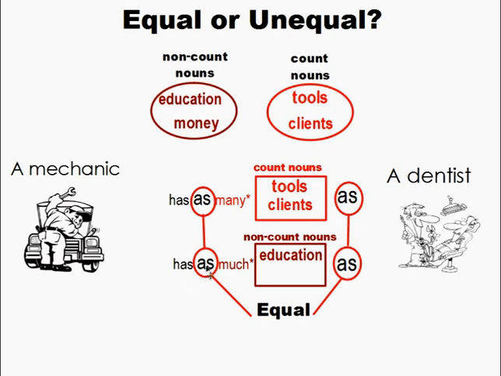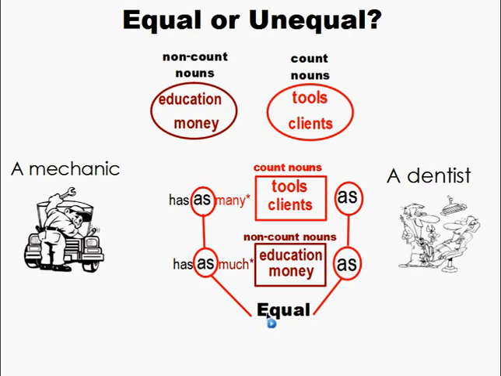Again, if I'm going to use a non-count noun, then I'm using much. So a mechanic has as much education as a dentist. Maybe that's not true, but that's an example. Or money, a mechanic has as much money as a dentist. Again, maybe that's not true, but it's an example. But remember, I'm using much for the non-count nouns, and I'm using as and as to say that they're equal.